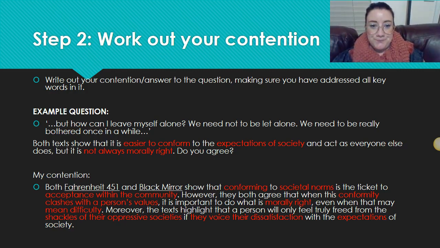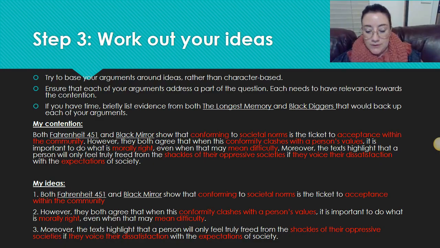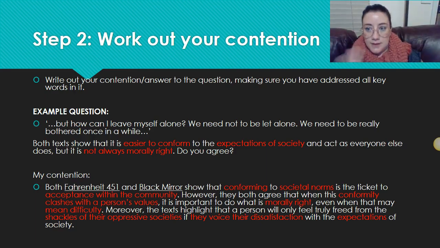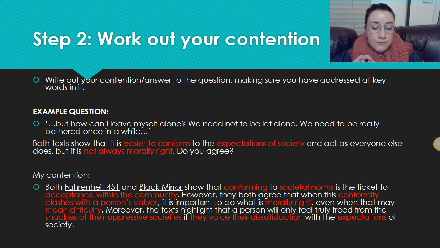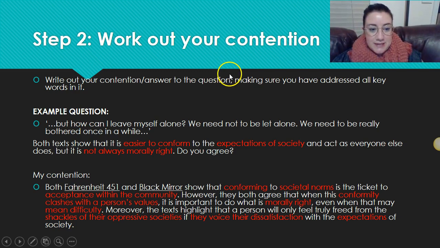Alright, step 2 of your essay: work out your contention. Once you've highlighted your key terms, write out what the answer to the question is. Sorry, I'm skipping ahead, I'm all over the place. So with my example question, I've highlighted my key terms. Now I've gone down to my contention.